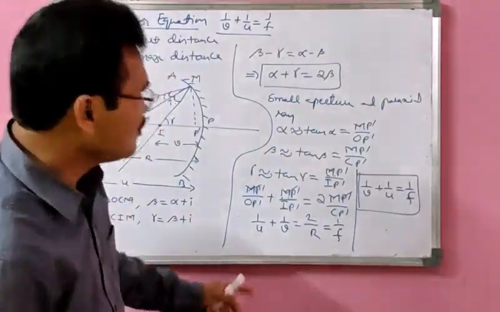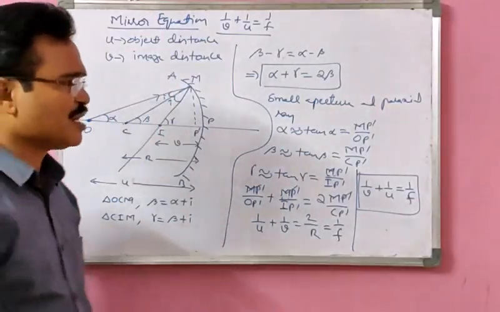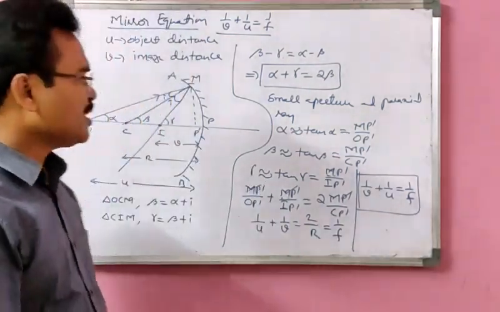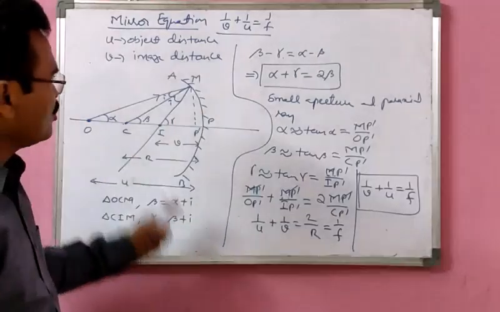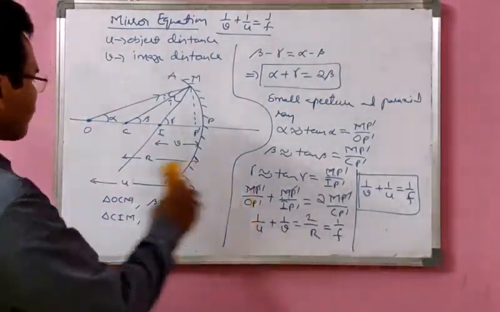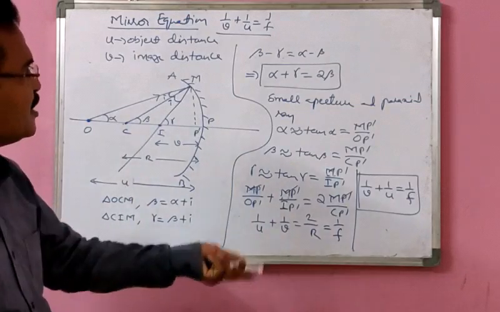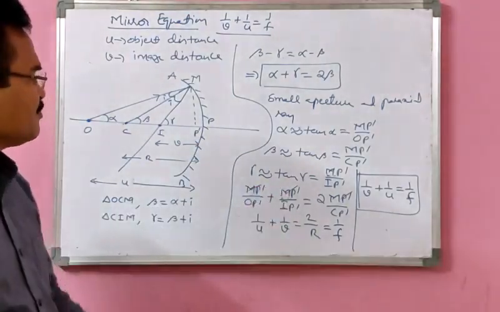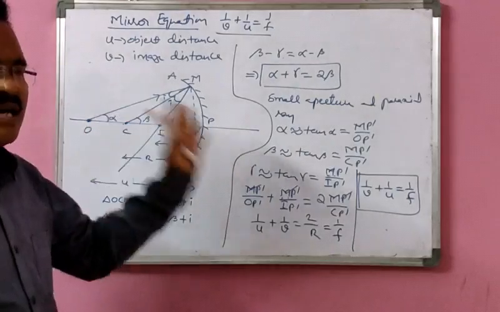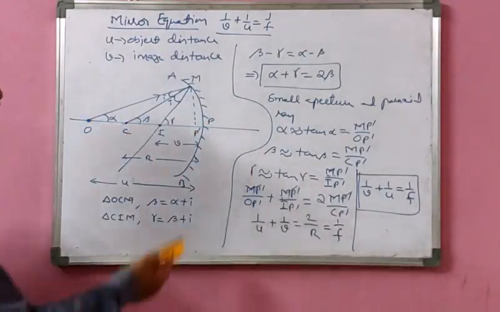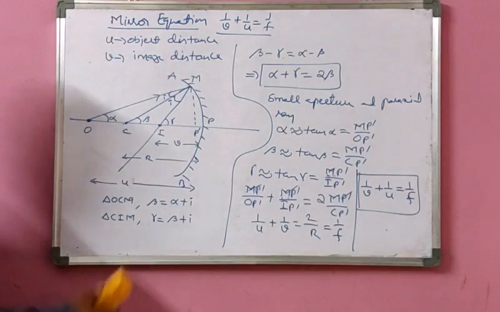Then I'm going to give you another one that is called magnification. So what is magnification? To understand magnification, I'm going to draw another figure. I think this is a simple method to derive the mirror equation, rather than taking other quantities like A, B, C, D, etc. It's a very simple one.